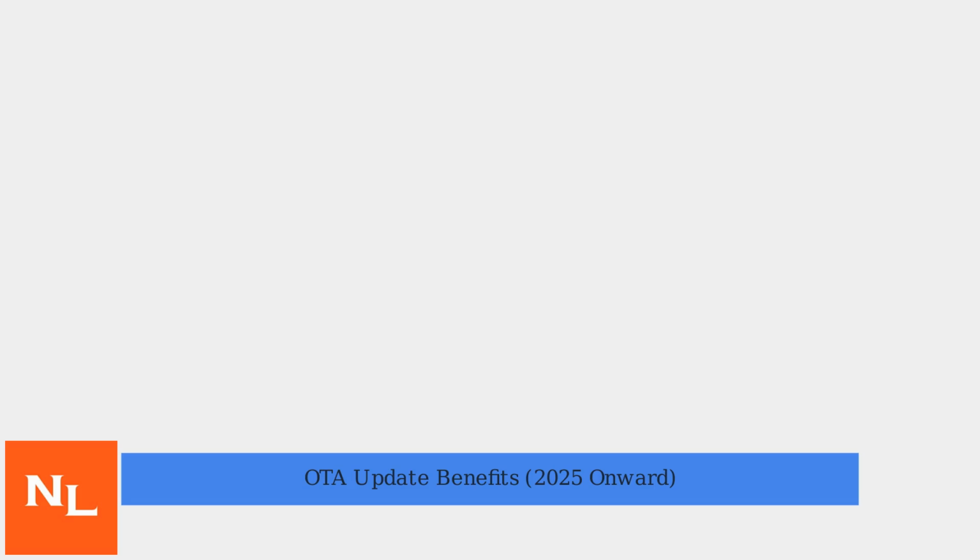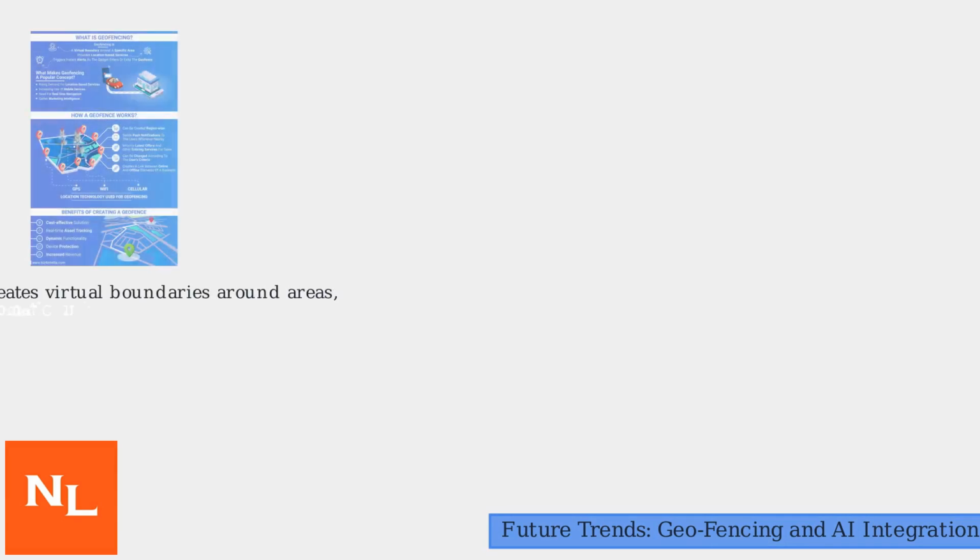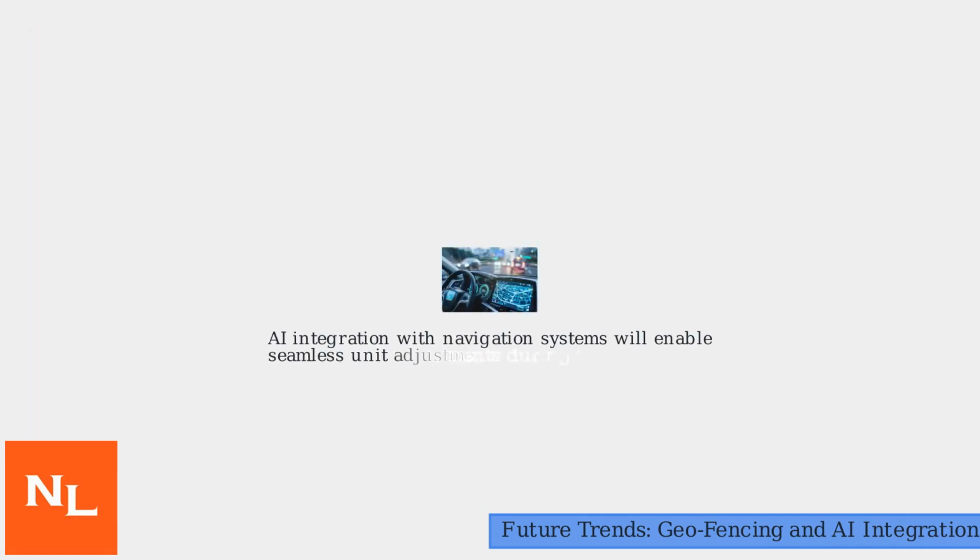This reflects Stellantis' commitment to global standardization, making the Jeep Wrangler more adaptable for international drivers while enhancing overall user convenience. Looking ahead to future trends in Jeep Wrangler unit switching, expect automatic changes based on location through geofencing technology. This creates virtual boundaries that detect when you cross into different regions, automatically switching between MPH and KMH to match local standards. AI-driven integration with navigation systems will make these changes seamless.